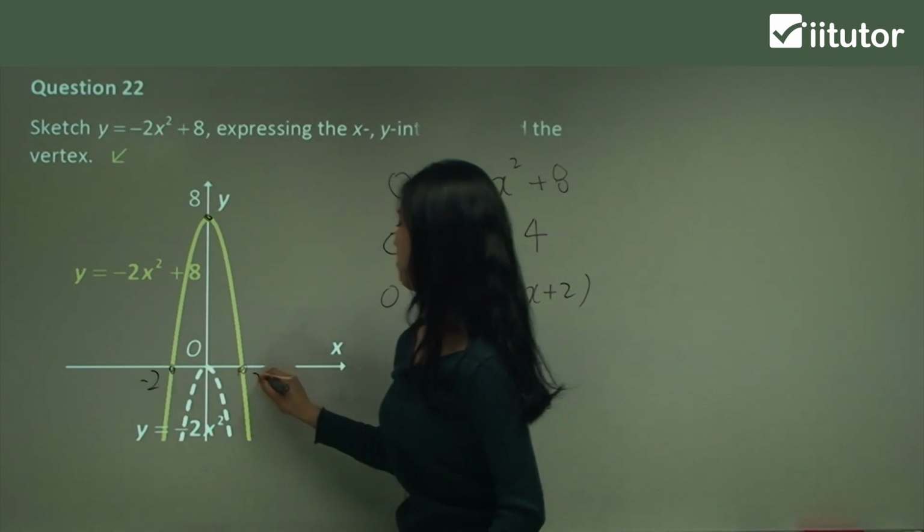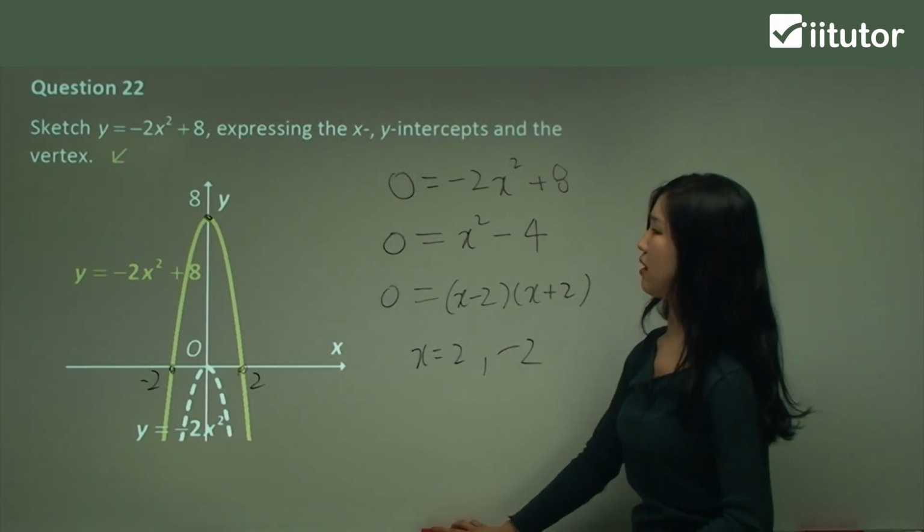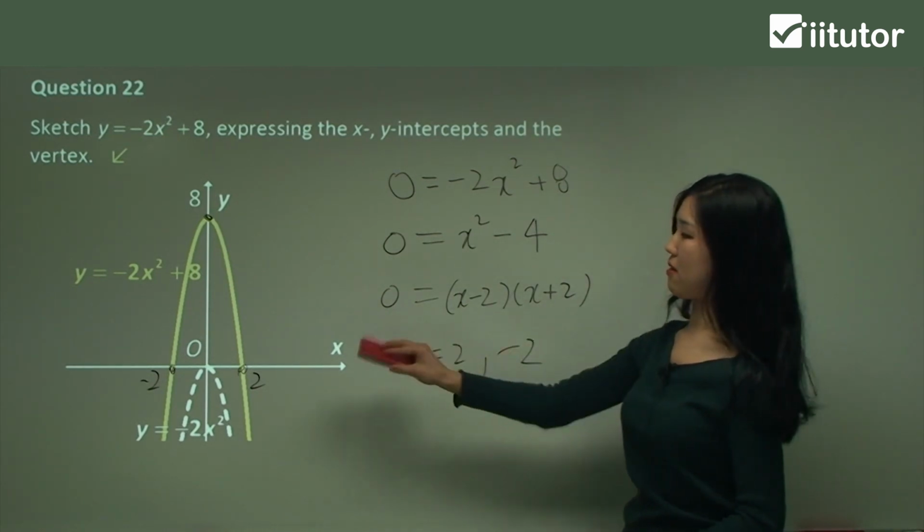This is negative 2, this is positive 2. So you know how to do all this, right? Without my help. This is just easy stuff. So have a look at that one. That's my final graph.